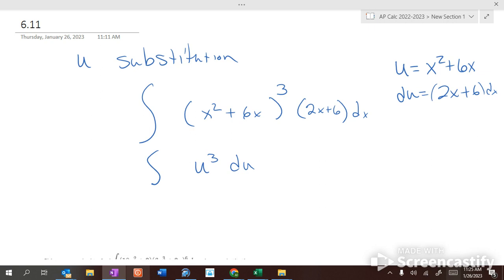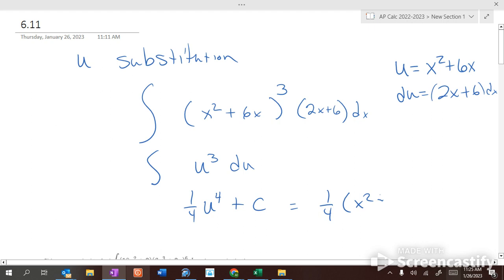Okay, we did this last week. How do we integrate u to the third? U to the fourth with a 1/4 plus c. Okay? Which equals 1/4 x squared plus 6x to the fourth plus c.